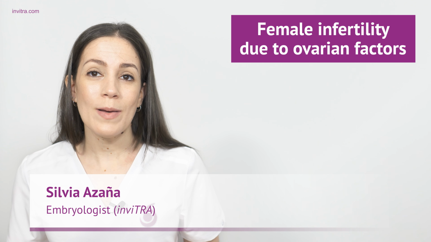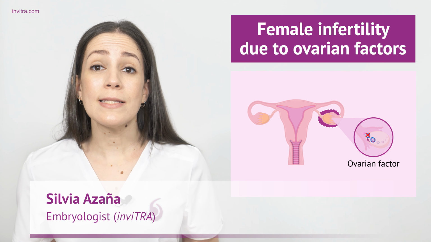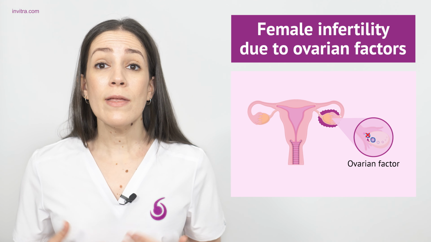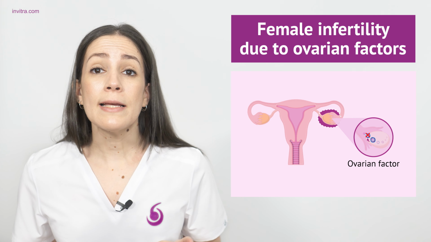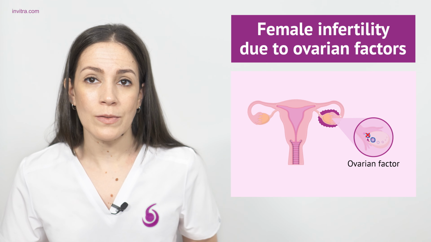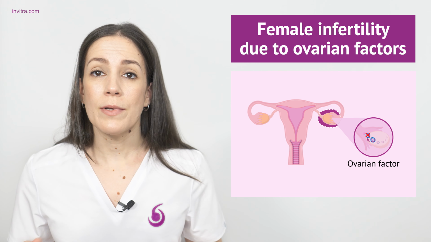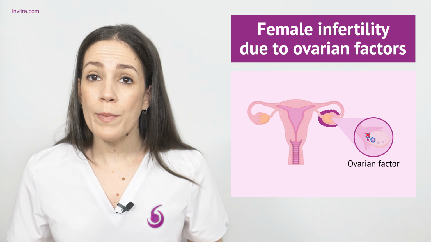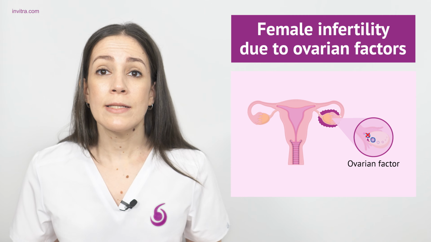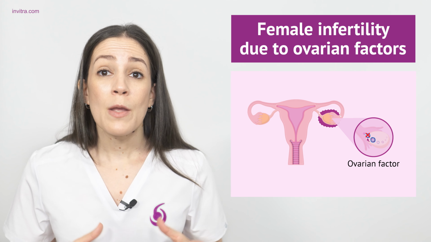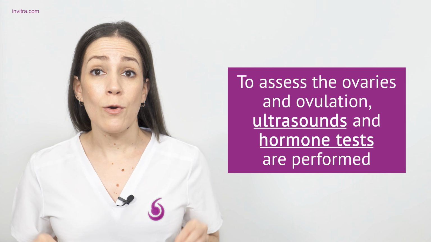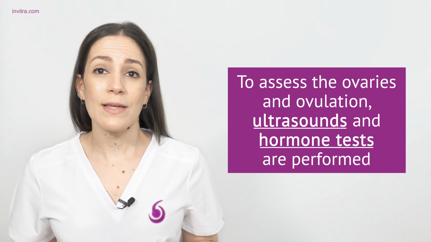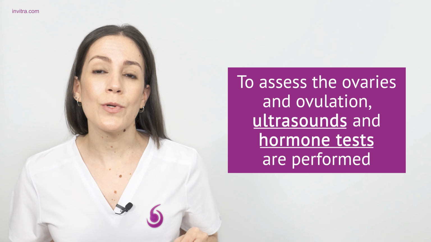Concerning the ovarian factor, hormonal changes during the woman's menstrual cycle can impact ovulation. The endocrine or hormonal system is responsible for controlling the ovarian cycle. An alteration caused by stress, obesity, low weight, specific thyroid problems, the use of certain medications, etc., can affect the normal functioning of the ovary. In order to assess the ovary and ovulation, ultrasounds and hormonal blood tests are performed.